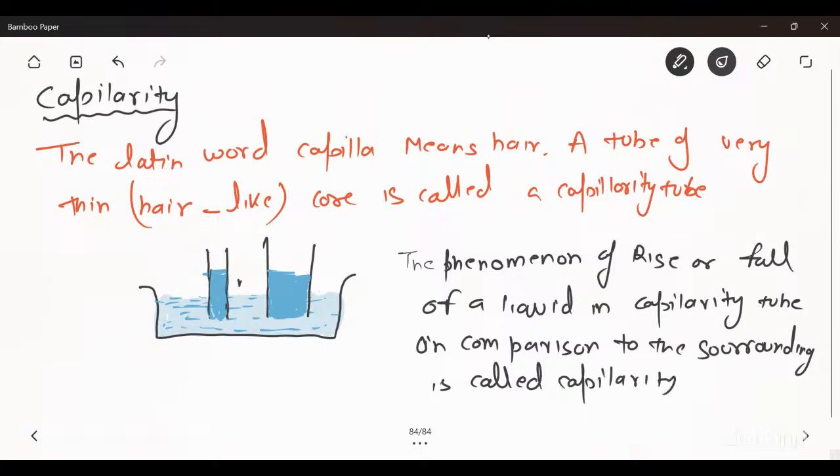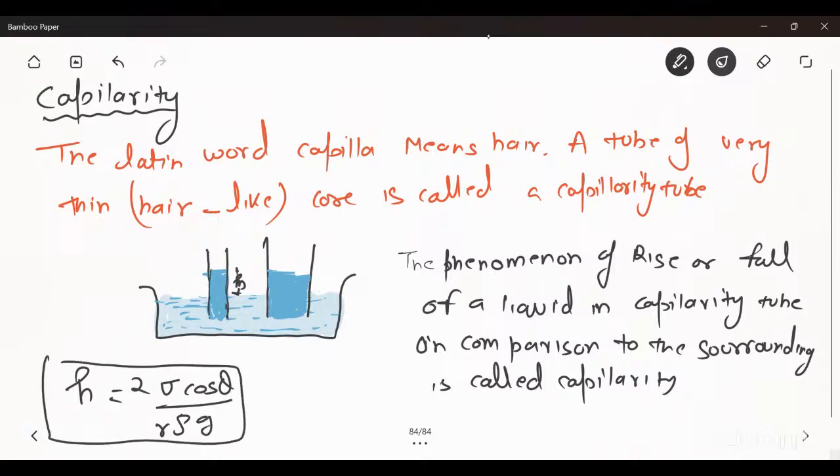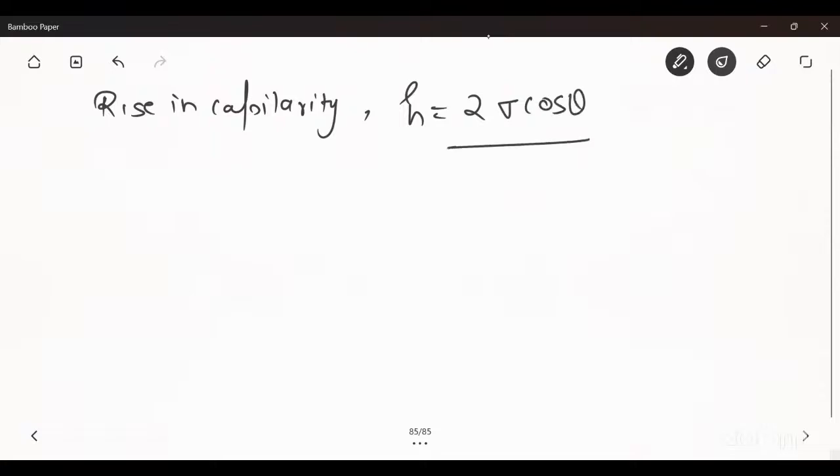Suppose that the rise will be h from the liquid surface. So what is the value of h? h has the value 2 sigma cos theta upon r rho g. So 2 sigma cos theta upon r rho g will be the rise in capillarity.